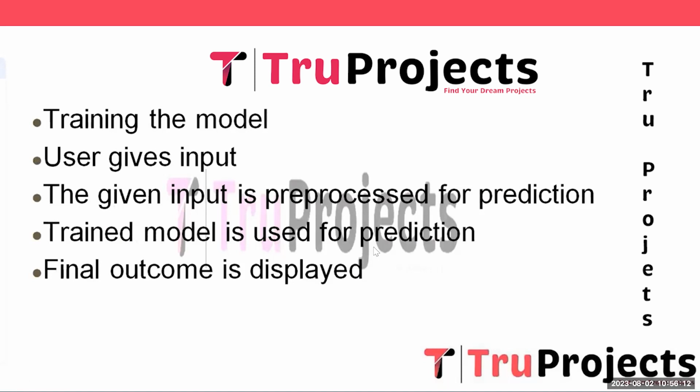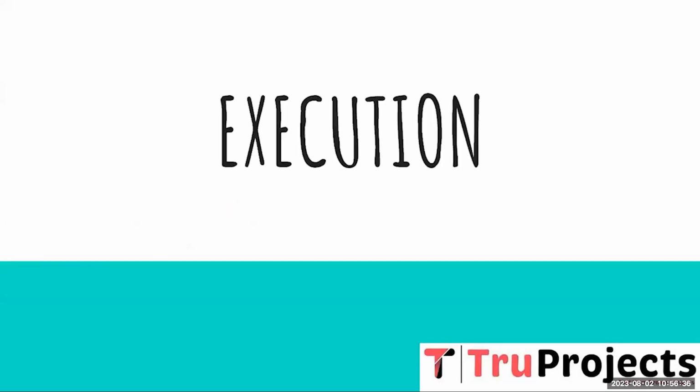The next step is the trained model is used for prediction. Utilizing the pre-processed input image to make the prediction with the trained YOLOv5 or YOLOv6 model for detection. The model will identify the fire instance and the bounding box in the image. And the last one is the final outcome is displayed. Displaying the outcome of the fire detection process, highlighting the fire region in the input image and providing information about the detected fire instance. And the next step is the execution of the project.